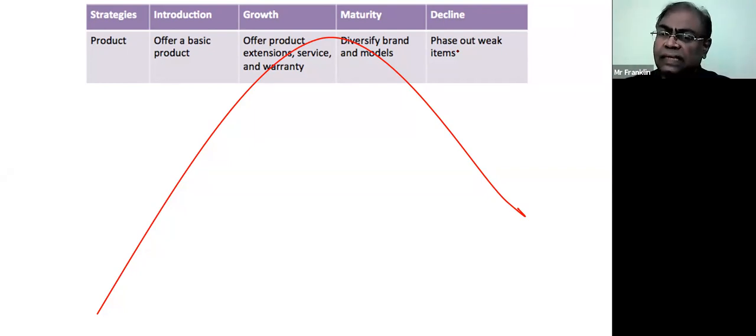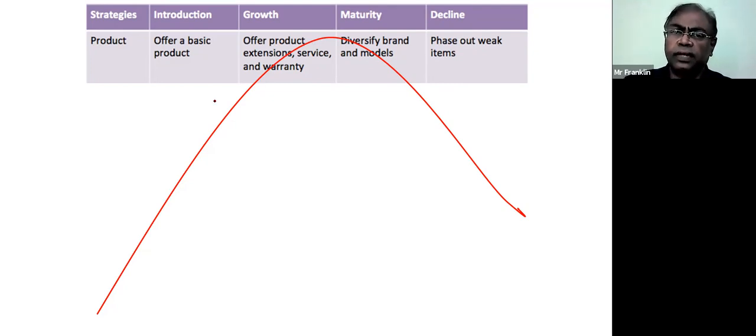So when you are explaining this, you explain with an example. You can give a car example. When Proton first came up, it came up with the basic 1.3 version. And as it became popular at the growth stage, they started introducing 1.5 and then the S version. At the maturity stage, where there was more competition, it diversified the brand and models into different kinds of models. At the decline stage, they stop whatever model is not selling, stop production and focus on the models that are producing. So you give an example in that way for product stage.